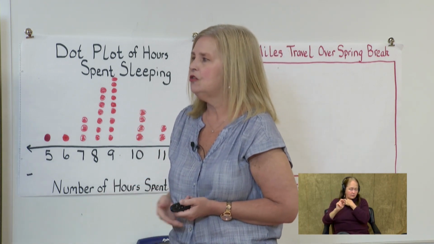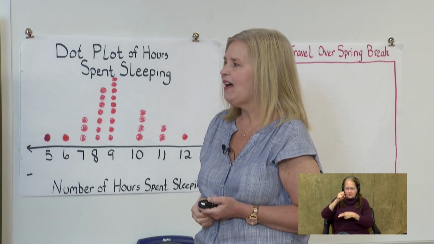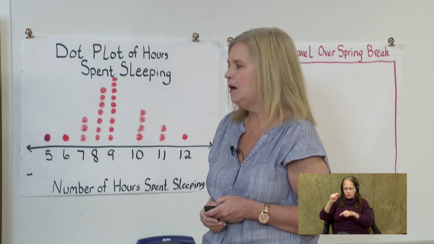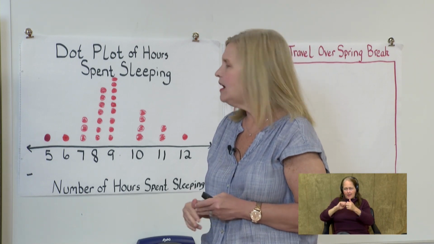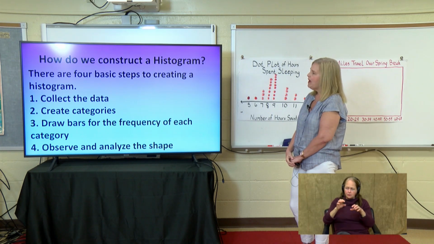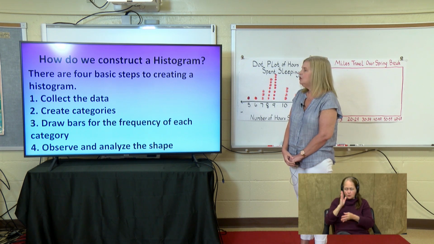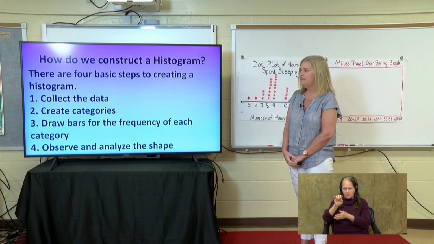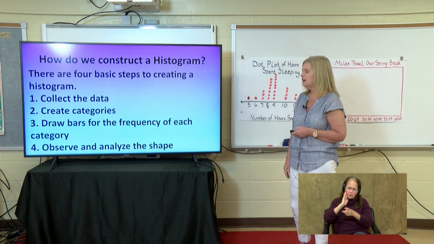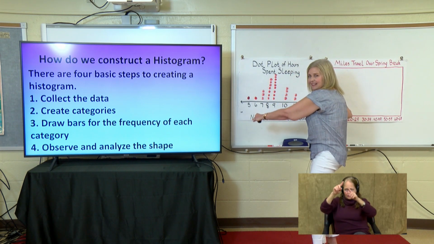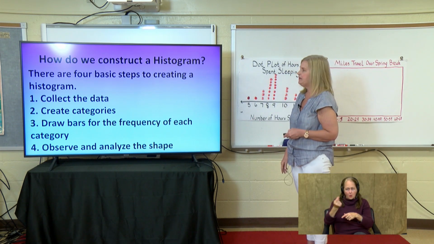When do we use a histogram? Histograms are used when you have data that falls in ranges, whereas a bar graph shows data for a specific number or name. How do we construct a histogram? There are 4 basic steps. You first have to collect your data, and you create categories in which you want to put them. You're going to draw the bars for the frequency of each category, and then you're going to observe and analyze the shape. Just like the shape of this one goes like this. It may not always do that.